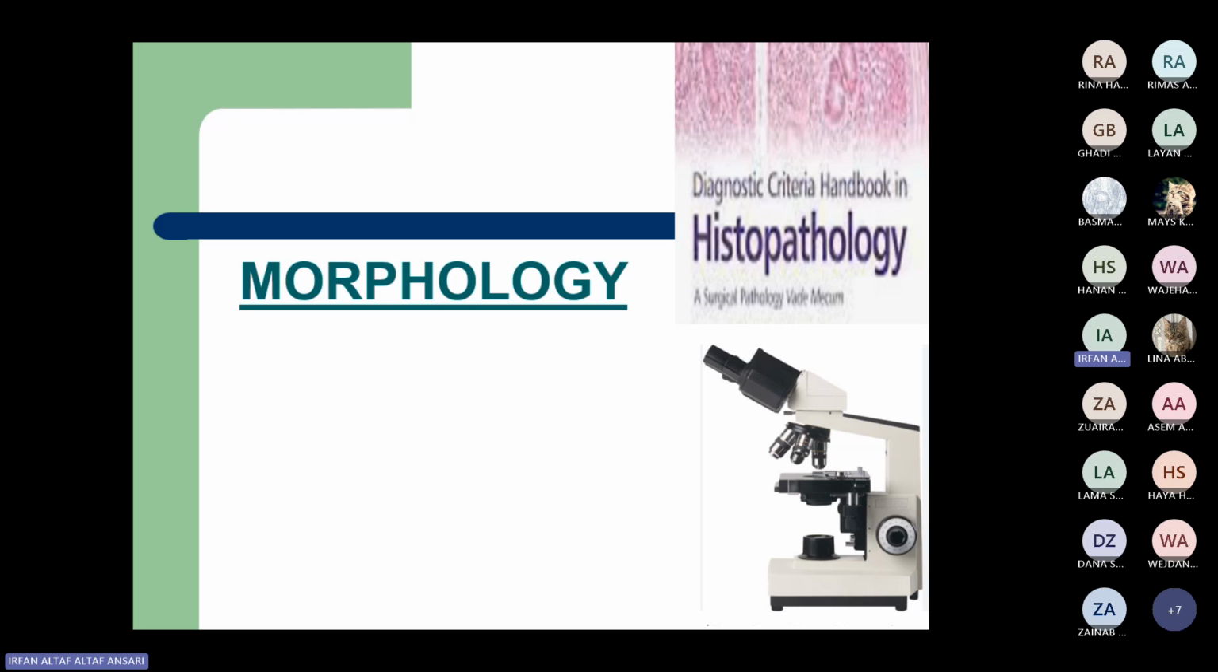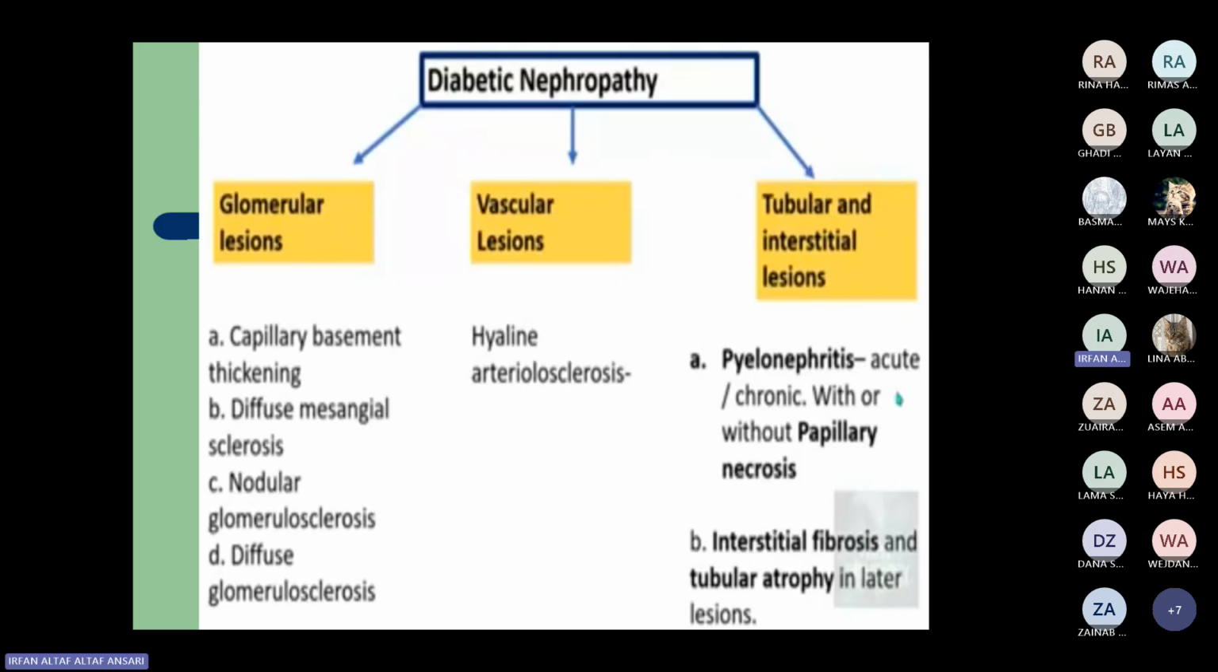Now come to the morphology. What are the morphological changes in the kidney in diabetic nephropathy? In the glomeruli, you have basement membrane thickening, mesangial sclerosis, nodular glomerulosclerosis, and diffuse glomerulosclerosis. In the vessels, you have hyaline arteriosclerosis. And in the tubules and interstitium of the kidney, you have pyelonephritis, acute or chronic, with or without papillary necrosis, and interstitial fibrosis and tubular atrophy in the later stages. So all the structures of the kidney can get affected: glomerulus, blood vessels, tubules, and the interstitium. And these are the manifestations you get.